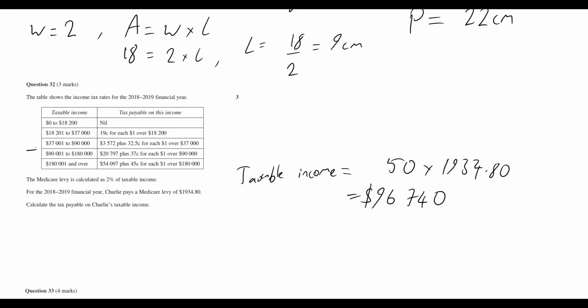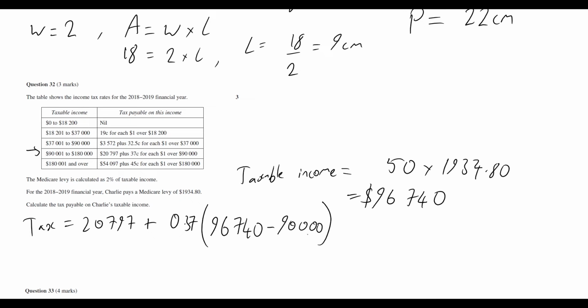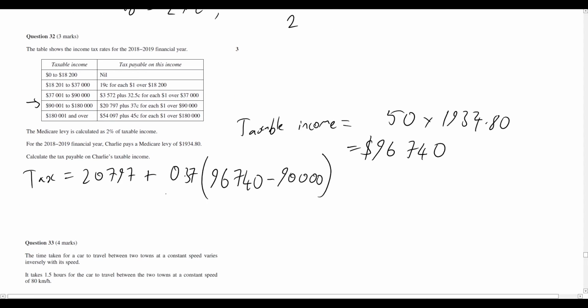$96,740. So firstly, his tax bracket is this one, the second from the bottom here. And let's think about that formula there. So that means that the tax is now going to be equal to $20,797 plus 37 cents. So I'm going to write that as 0.37. We'll convert that to dollars now rather than later, for each dollar over 90,000. So what we'll do there is write this out now as 96,740 minus 90,000. Okay, and when we calculate that, we find that we have an answer of $23,290.80. That's our final answer there.